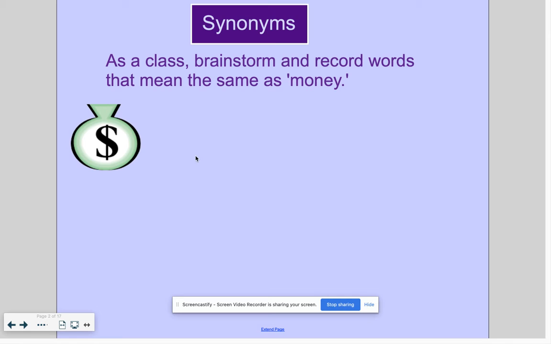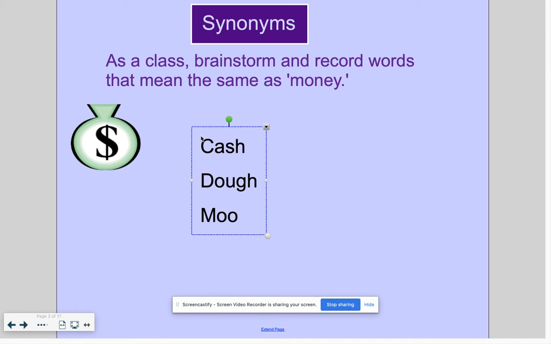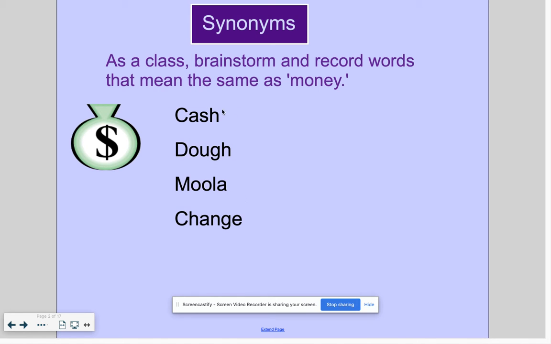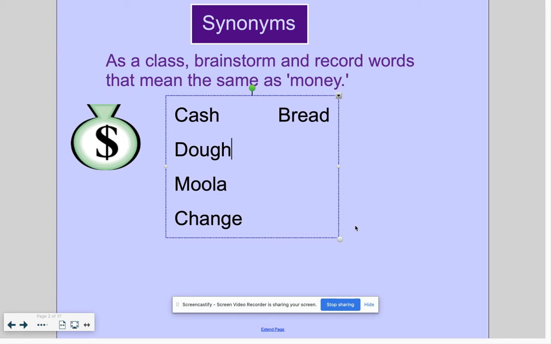Okay, so hopefully you came up with a few. I'm just going to list a few off the top of my head, and maybe you came up with the same ones. So I'm thinking cash, dough. I don't know how to spell this. Moolah, change. In the olden days, they used to call it bread. I don't know. You guys probably know more than me. So you probably came up with some of these, and it just gives you an idea of what you could say instead of money. Let's take a look at another one.